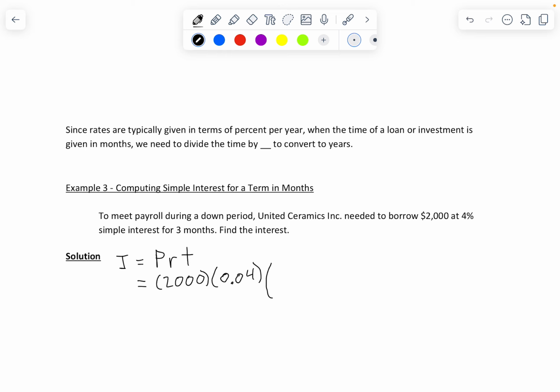Because it's an annual interest rate, the time has to be given in units of years. In the problem, it's given in months. But we do know there are 12 months in a year. So if we have 3 months, we can convert that into years by dividing that by 12. Okay. So if you use your calculator and work this out, you'll get $20 as the amount of interest.